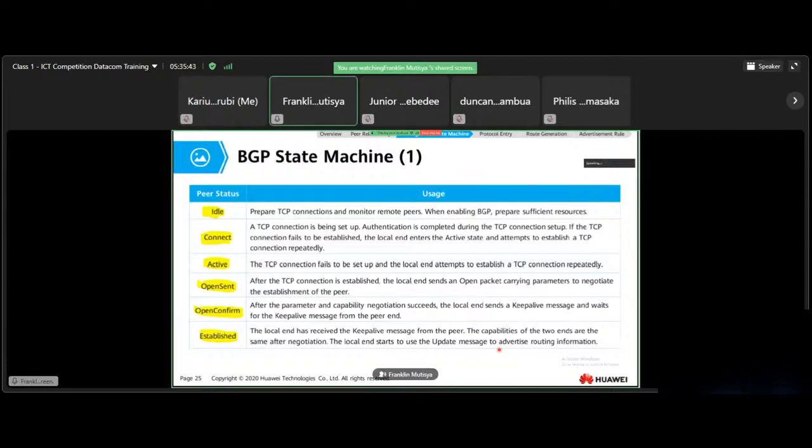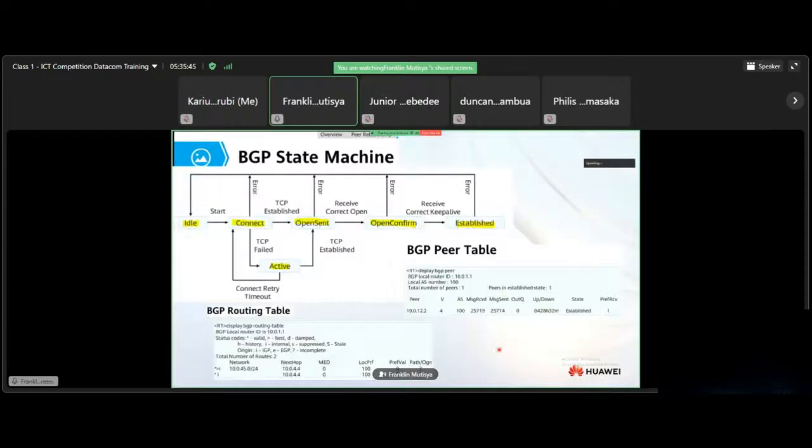Okay. So this is the state machine. It starts with the idle state. Idle state is where we are starting the process of TCP negotiations. Then it transitions to the connect state. Connect state is where we try to negotiate TCP connections, establishing the TCP connection.